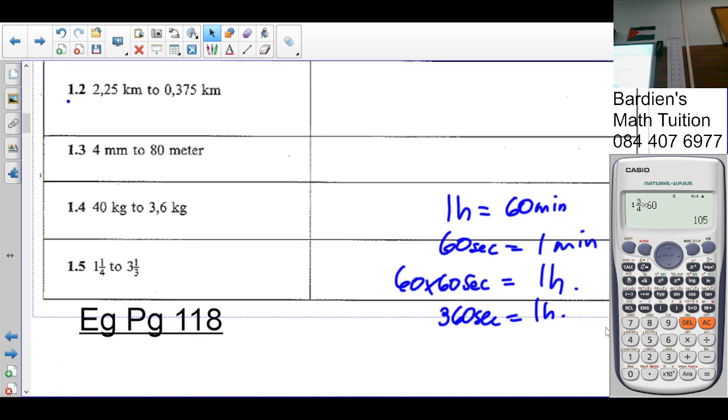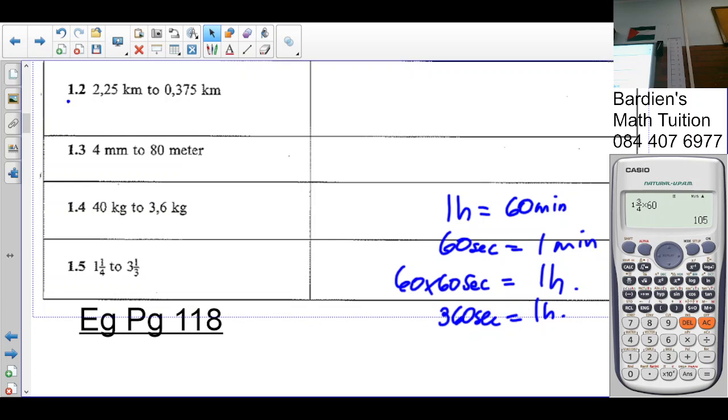Looking at 1.2, we have 2,25 kilometers to 0,375 kilometers. People, is that in the same SI unit? Is that in the same units? Yes. Both is kilometers. So yes, it is the same. But we're working with decimals, so we're going to convert it to the smaller unit. Not so? And what is the smaller unit from kilometers? Meters. Not so? So we're going to convert that to meters.